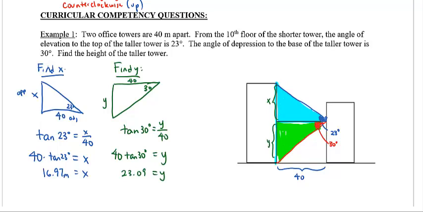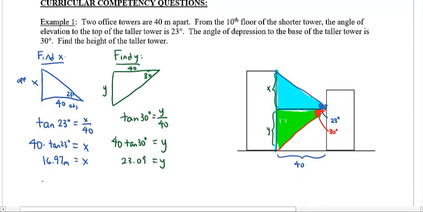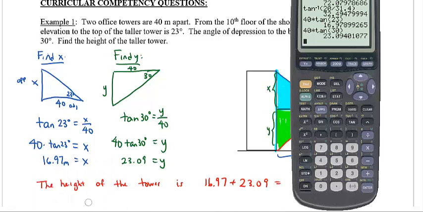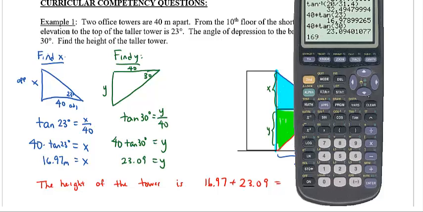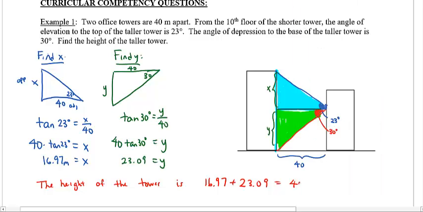And so if I want the actual height of the tower, that would be adding x and y. So the height of the tower is the two things added together. And what would that be then? 16.97 plus 23.09 is 40.06. Almost the same as the distance between the two towers. Done.